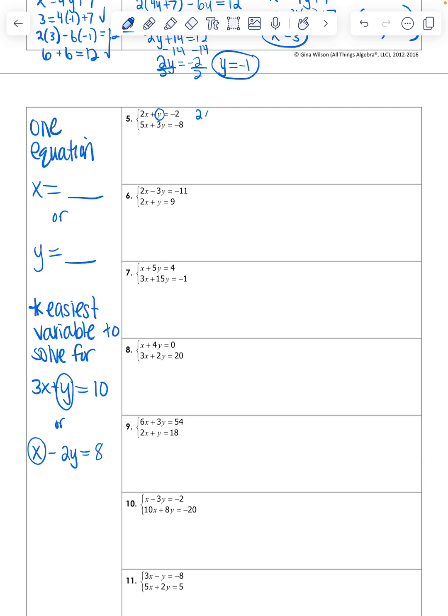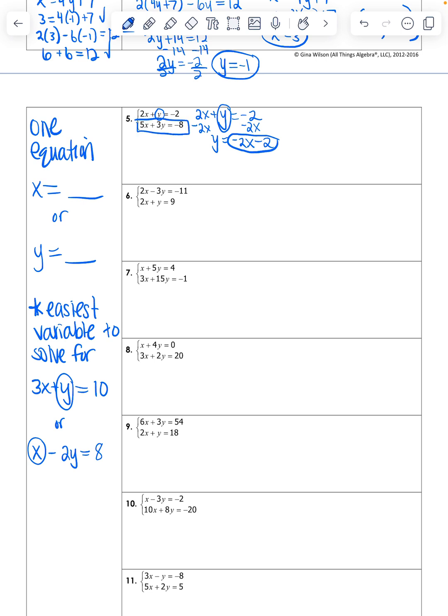The easiest variable to solve for is the first y in the equation, because if I wanted to take the equation 2x plus y equals -2 and solve it for y, all I'd have to do is subtract 2x from both sides. No division is needed. So I would get y equals -2x minus 2, and then I have exactly what I need. I need one equation to say x equals or y equals, and now I have one equation that says y equals -2x minus 2. Substitution can begin.